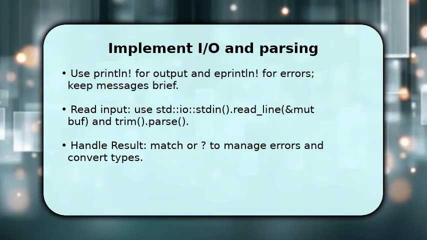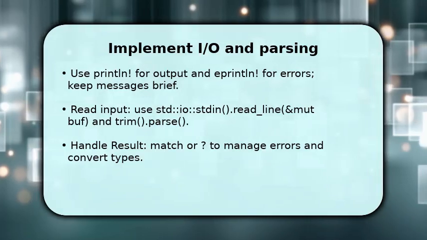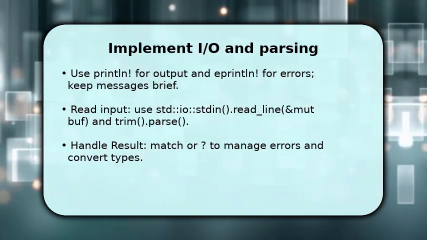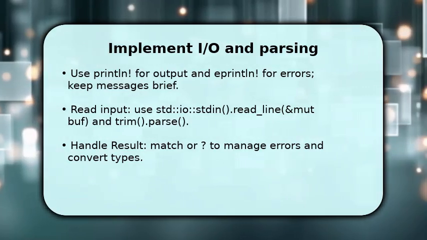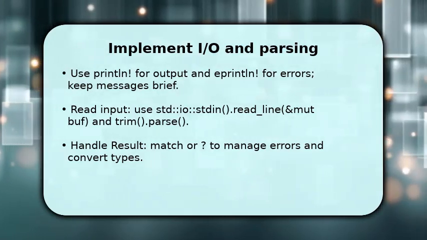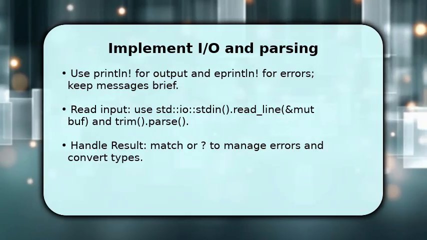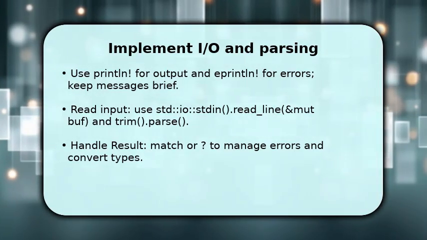You print prompts with println, write errors with eprintln, and then read a line using std::io::stdin().read_line(&mut buffer). Make sure to call trim and parse. When you need a number, parse returns a Result, so use match or the ? operator inside main returning Result<(), Box<dyn Error>>. This pattern keeps error handling explicit and prevents panics, making behavior predictable.